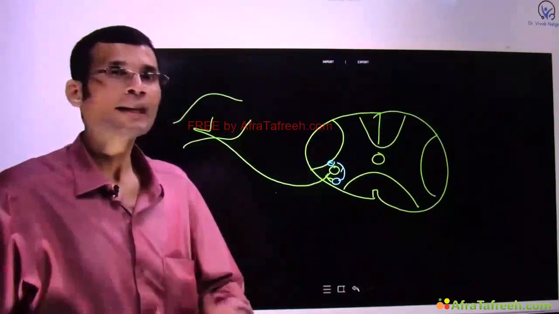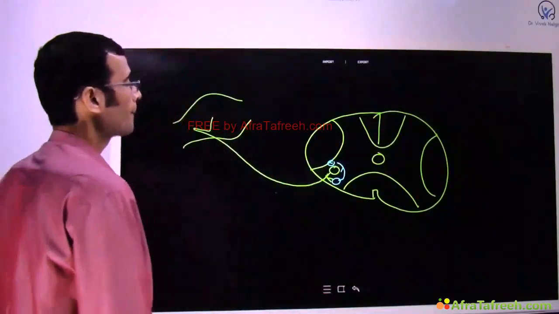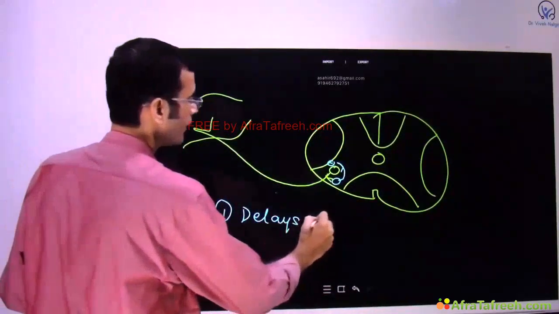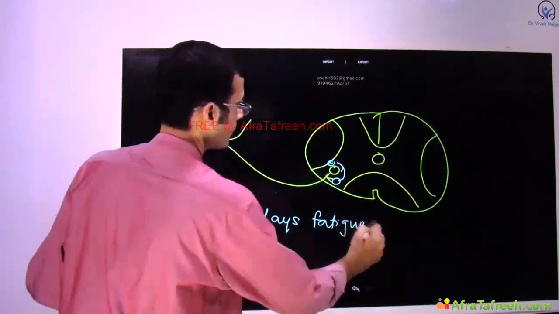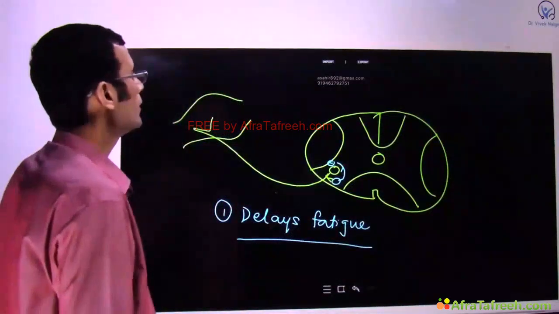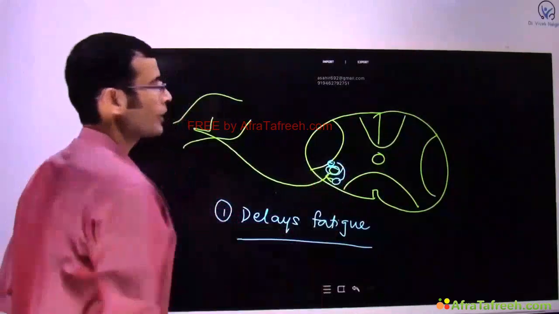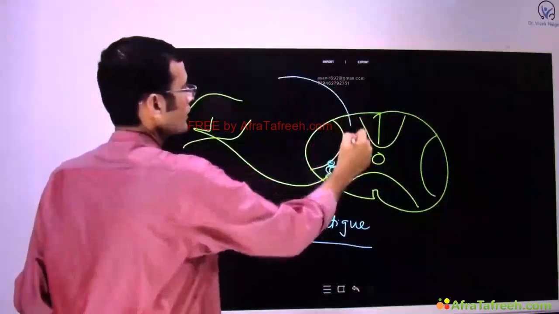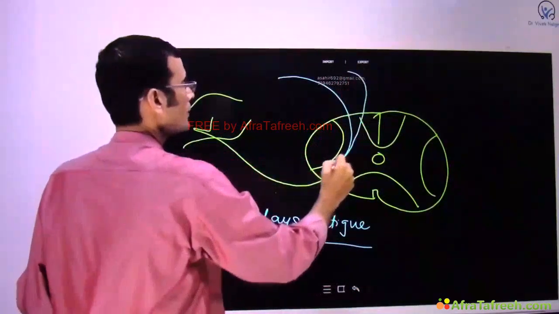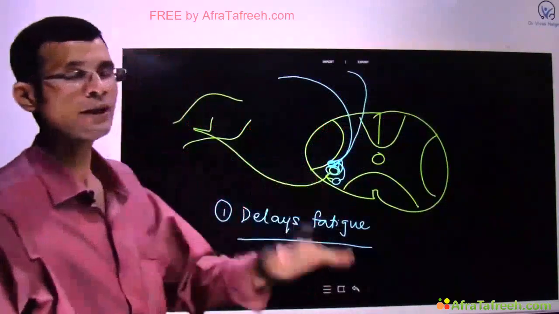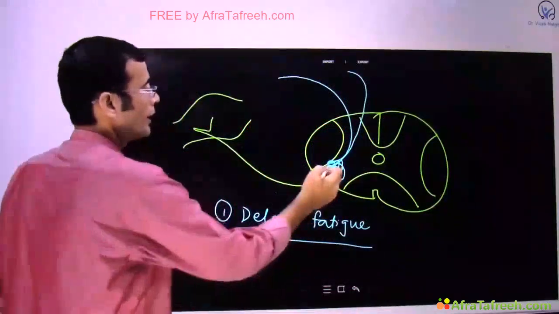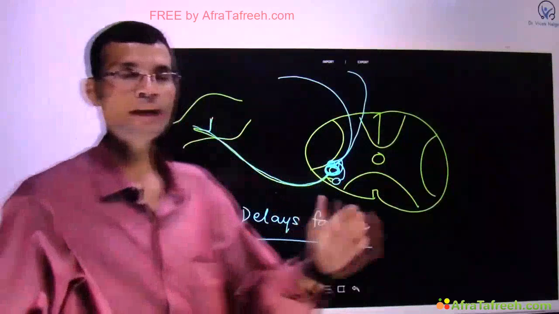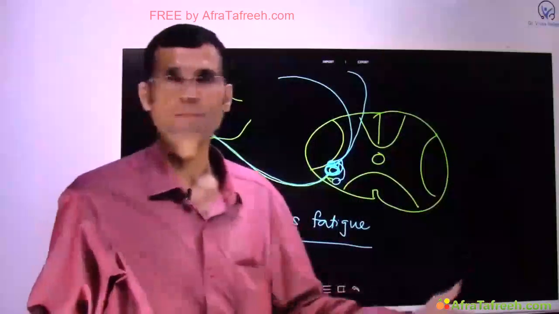What is the purpose of this inhibitory influence? Let's try to understand this. The first purpose is that it delays fatigue. It prevents muscle fatigue. That's the one purpose. This anterior motor neuron is receiving excitatory signals from all over. It's receiving impulses from the reflex arc. It's receiving impulses from the descending tracts, from the cerebellum. If all those excitatory impulses were to go to the muscle, then the muscle will fatigue early.